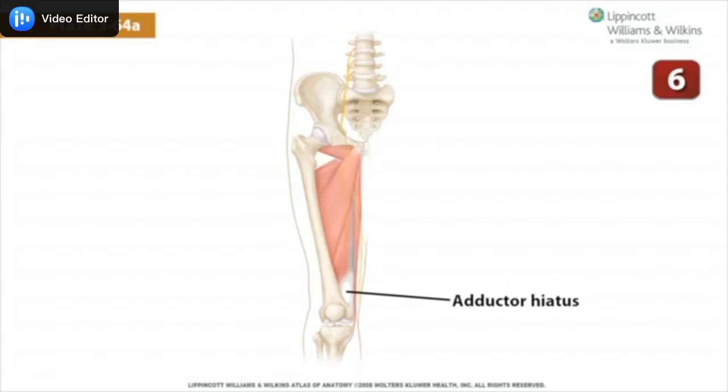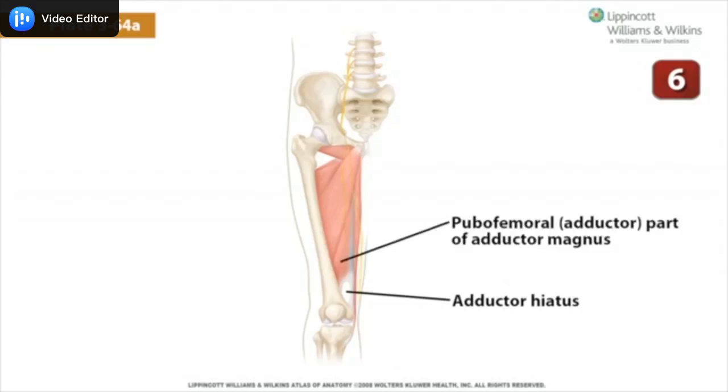The portion of the adductor magnus that originates on the ischiopubic ramus and inserts on the linea aspera is called the pubofemoral or adductor portion of the muscle. It is considered to be part of the medial compartment of the thigh, since it is innervated by the nerve of the medial compartment, the obturator nerve, and it adducts at the hip joint like the other muscles in the medial compartment.